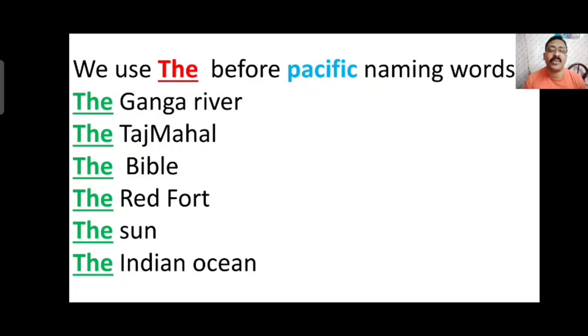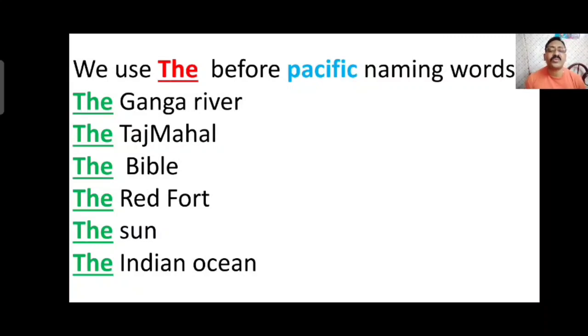We also have, Hindus have the Bhagavad Gita, Muslims have the Quran Sharif, and Guru Nanak Dev's book is the Guru Granth Sahib. These are all sacred books of different religions. In those cases we will use the before them. Red Fort is the name of a fort, so the is used before the Red Fort. Sun, moon, earth, any planet or satellite, we will use the before them.